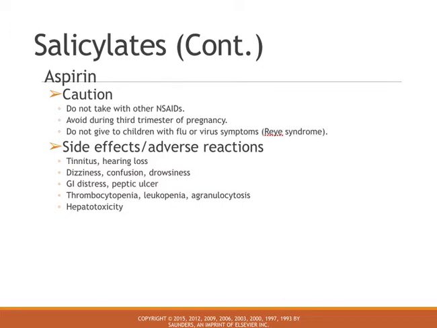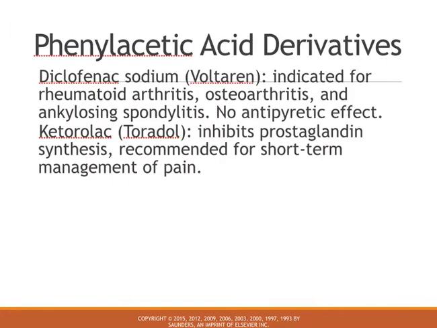Okay, so let's jump ahead to our next drug. This is Voltaren, diclofenac. It is a topical or oral medication. Voltaren is a pain reliever that works on inflammation as well. Common reasons to take Voltaren are if you have rheumatoid arthritis or osteoarthritis. It is not an antipyretic, so it isn't going to reduce a fever.